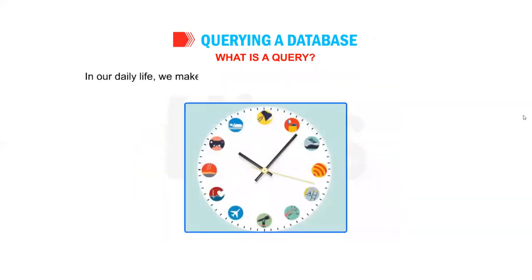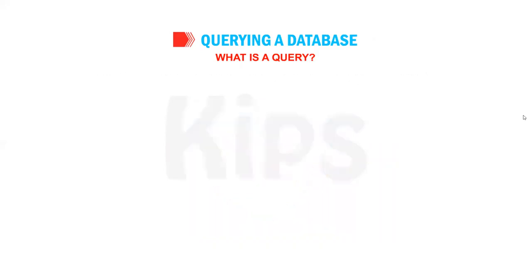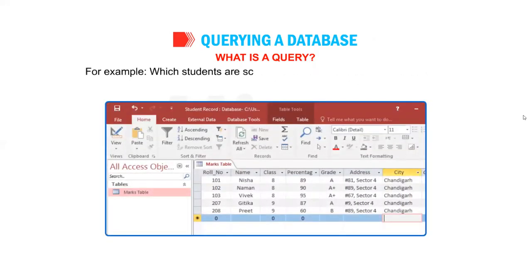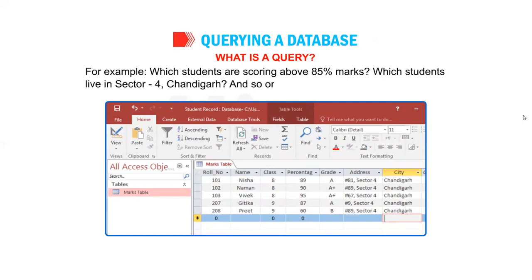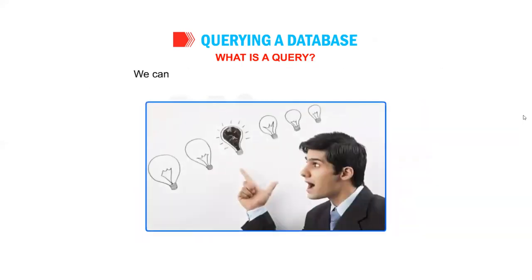In our daily life, we make several types of queries to get specific information. For example, which students are scoring above 85% marks? Which students live in Sector 4 Chandigarh? And so on. We can make quick decisions depending on that criteria.